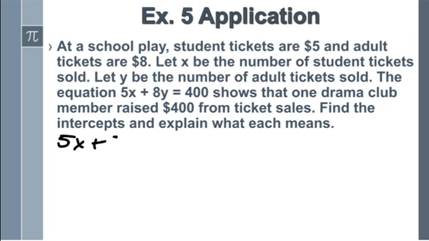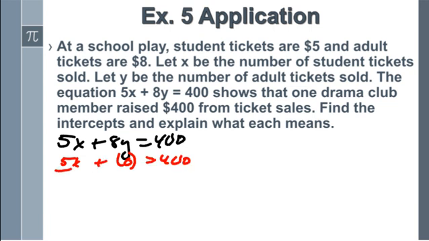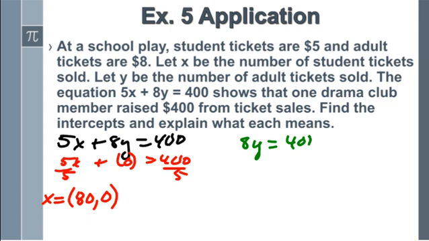So 5x plus 8y equals 400. I need to find the x-intercept, so that means y is 0. So now I have 5x plus 0 equals 400. Divide by 5 on both sides. The x-intercept would be 80 when y is 0. And then 8y equals 400. Find the y-intercept, so divide by 8. When x is 0, y is 50.